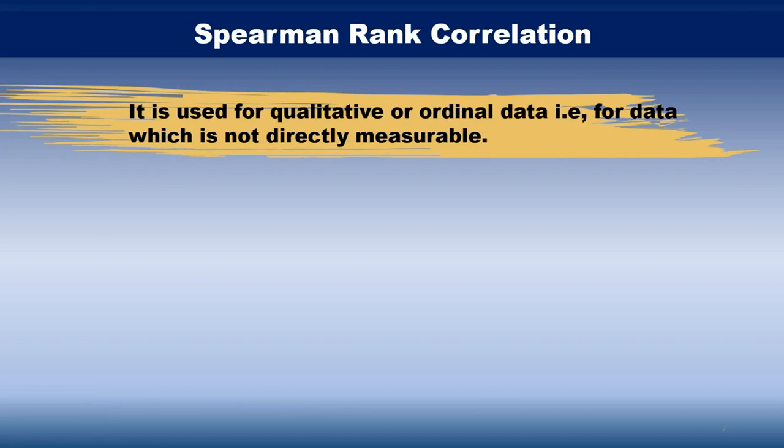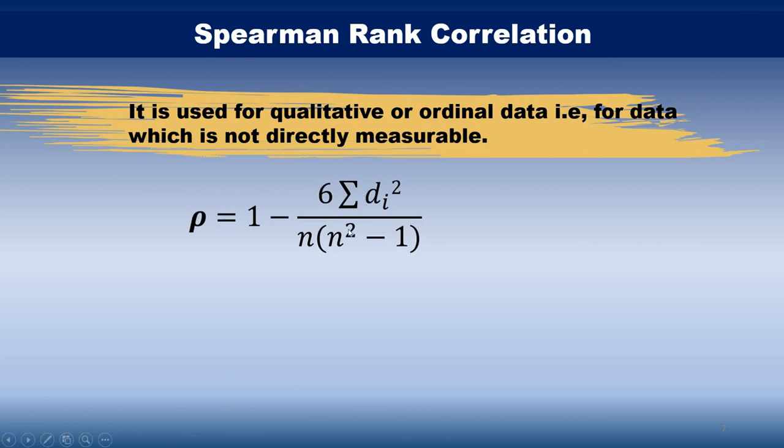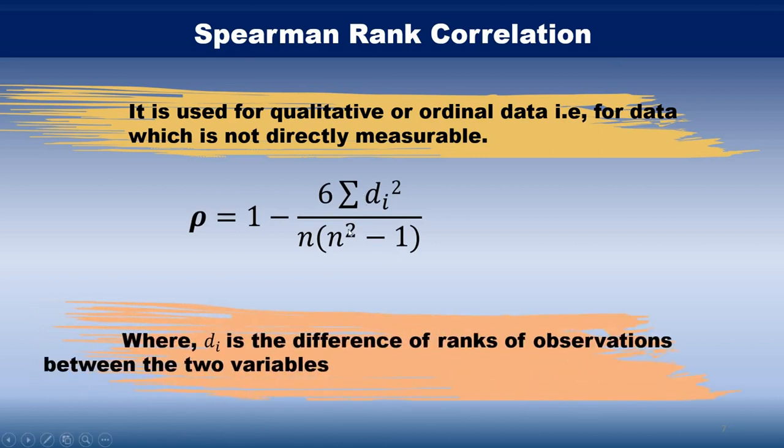The Spearman-Rank correlation is used for qualitative or ordinal data, that is, for data which is not directly measurable. This is the formula of Spearman-Rank correlation, where di is the difference of ranks of observations between the two variables.